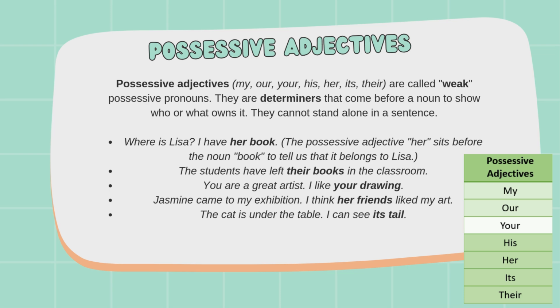The cat is under the table. I can see its tail. Its is a possessive adjective that comes before the noun tail to show that the tail belongs to the cat. Is it more clear now? I hope so, because now we are going to solve some exercises together.